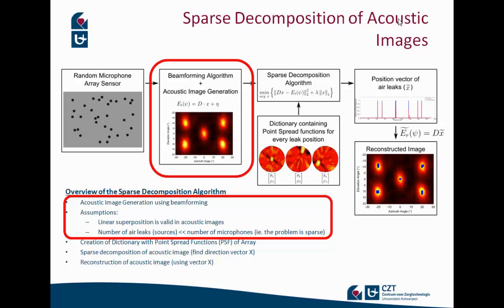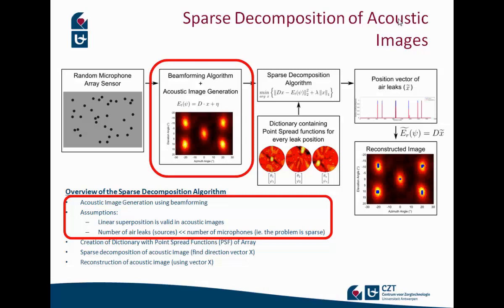And so you make this acoustic image E with a direction vector psi, and psi is the combination of the azimuth and the elevation angle. And so you have 5 leaks. They're spaced in a particular pattern, and you get this acoustic image. And what you want to do now, in this case it's really easy because you can visually see that there are 5, but you want to estimate the locations of these sources. So how do we do that?